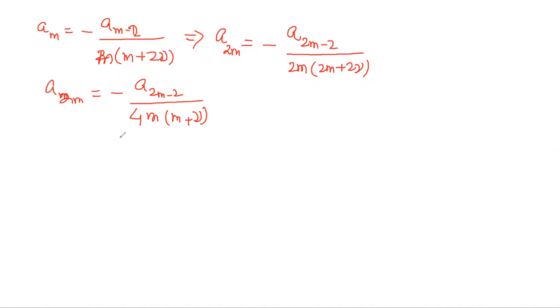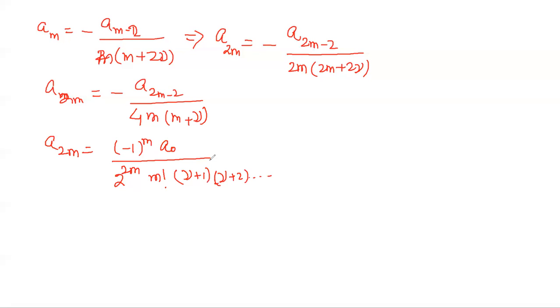By taking a few terms of this recursive relationship, it can be written in a generalized form. So a 2m will be equal to minus 1 to the power m a naught over 2 power 2m, m factorial into nu plus 1, and then nu plus 2, up to nu plus m. This form of the relationship is called the Bessel's coefficient.